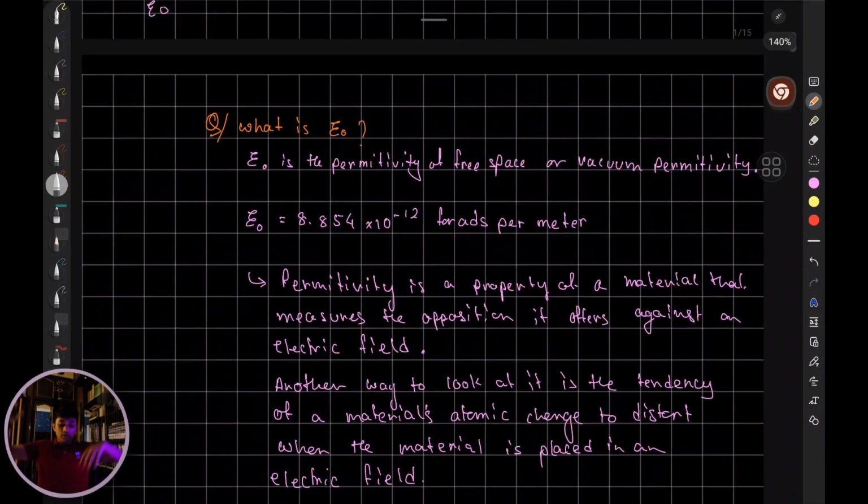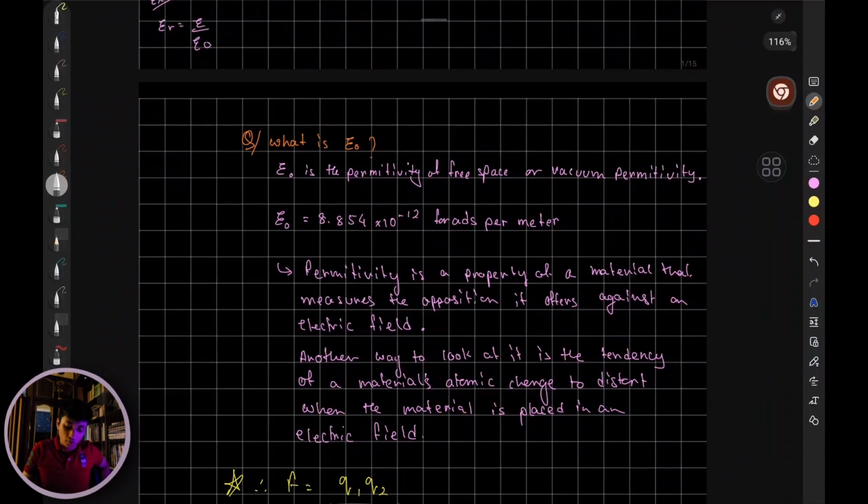Okay. So for vacuums, they have figured out the permittivity is actually 8.854 times 10 to the power minus 12 farads per meter. Okay, so what is permittivity again? It is a property of any material that measures the opposition it offers against an electric field.